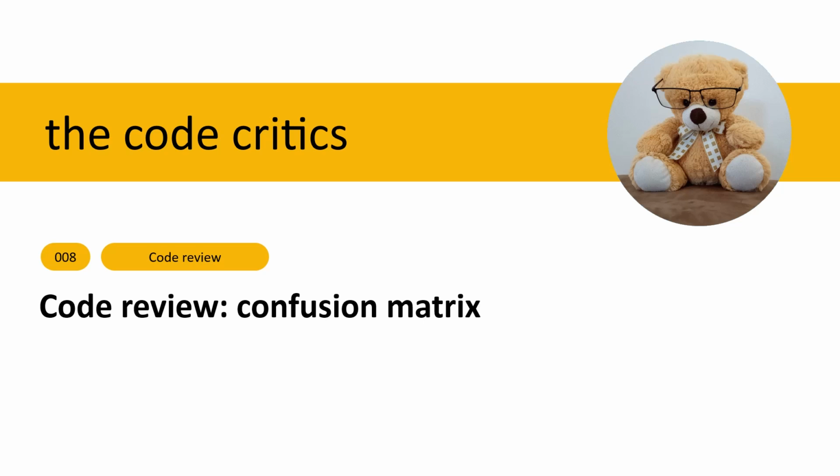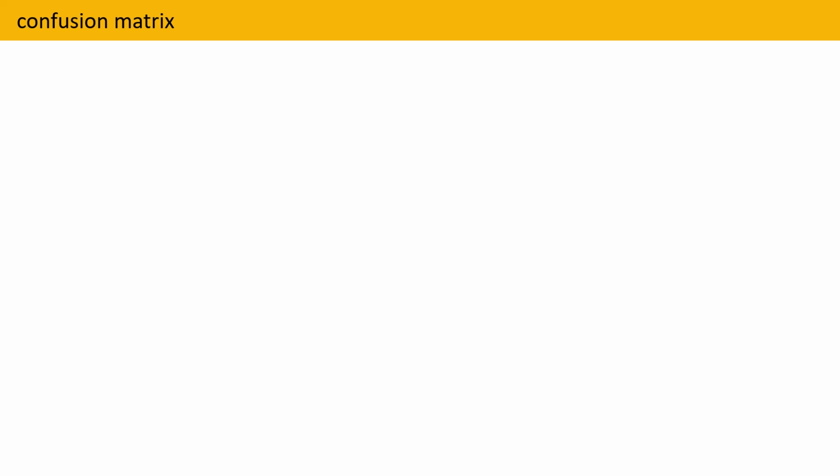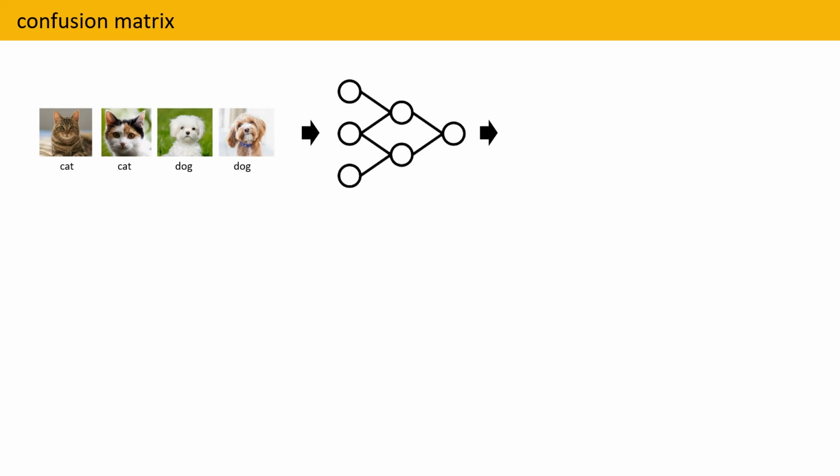In this episode, we are going to review a piece of code that computes the elements of a confusion matrix. First, a quick recap on what a confusion matrix is. Let's assume we want to assess the classification performance of a cat versus dog classifier. We have a trained classifier and some test images of cats and dogs.